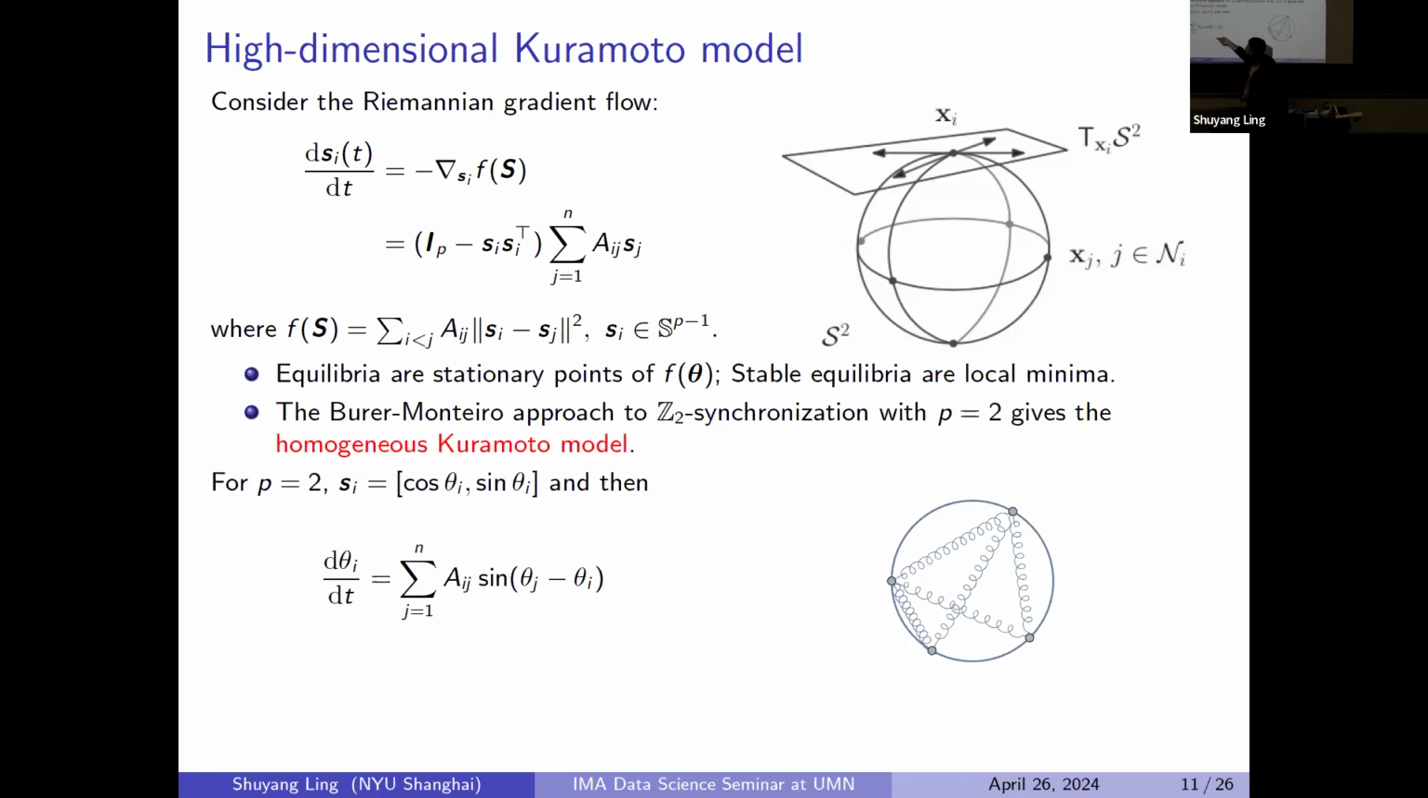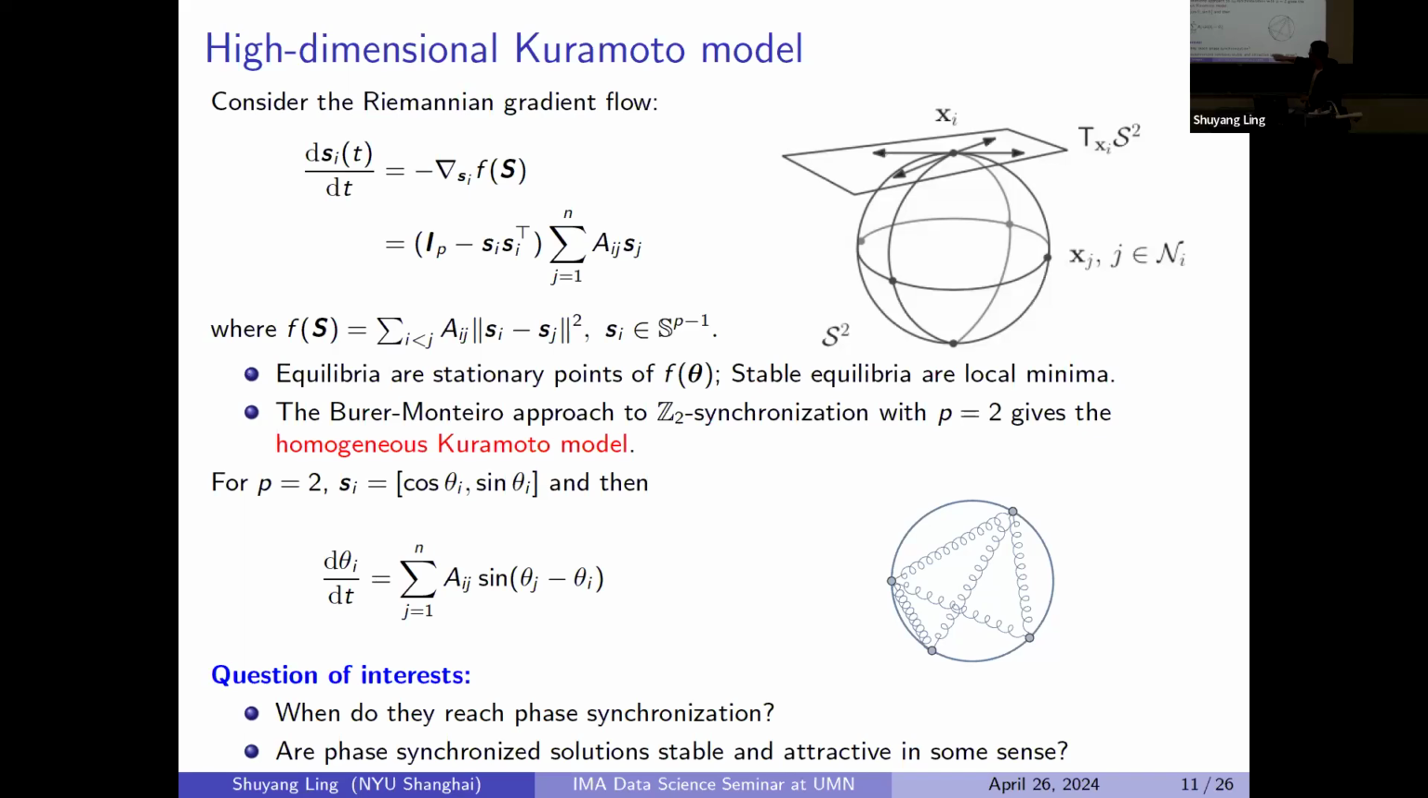So people care about, when starting from random initialization of this mechanical system, whether the oscillators will finally converge to one point or move in the same direction at the same velocity. Okay, so the question here is when the phase synchronization happens, how many stable equilibria there are, and whether they are attractive. This is actually linked to this, because it suffices to understand the landscape, which means how many local minima and how many saddle points are in this non-convex function.